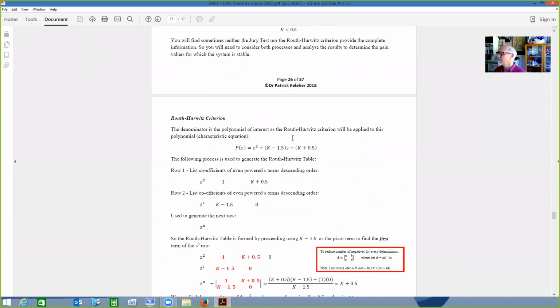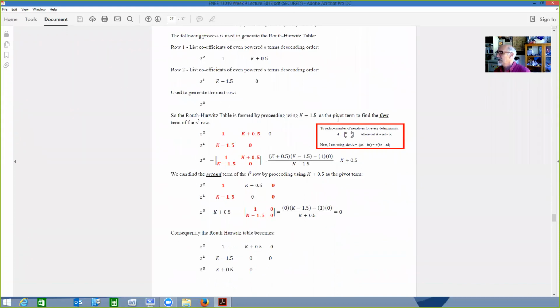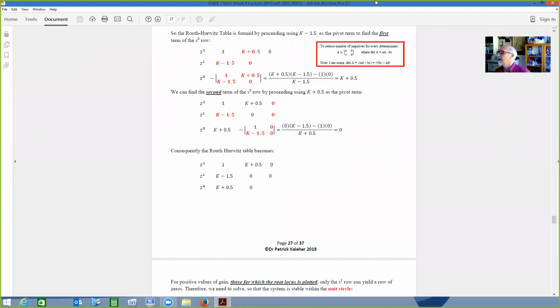Exactly the same thing as we've done beforehand: take the characteristic equation with the Routh-Hurwitz process and start generating our table. We're looking at z squared, so the coefficient of that is 1. We take the next alternate term, k plus 0.5, as the coefficient. Then the z1 row is k minus 1.5, and the next alternate term is 0. Then we calculate z0 by following our due process with Routh-Hurwitz. Looking at our pivot point, we calculate that the term is k plus 0.5. Likewise we look at the next expression, and we end up with this as our Routh-Hurwitz table.